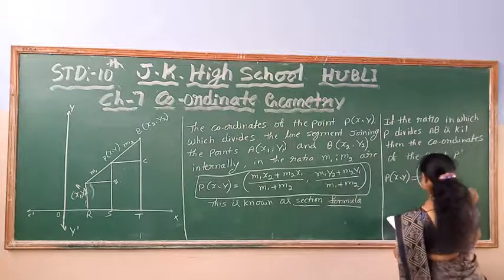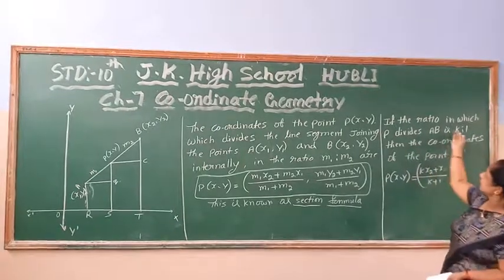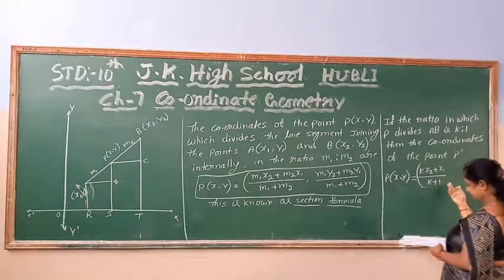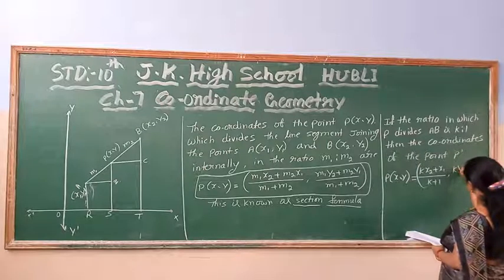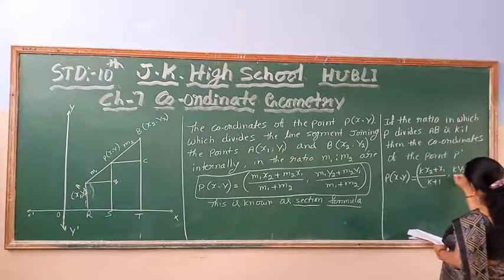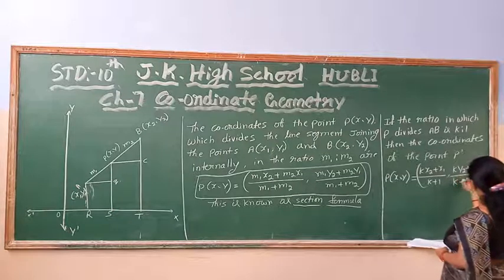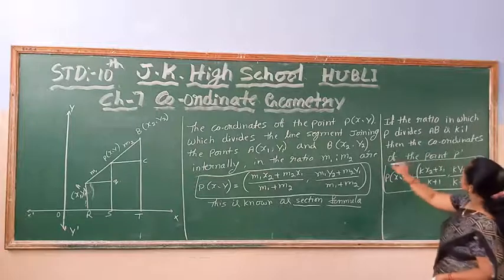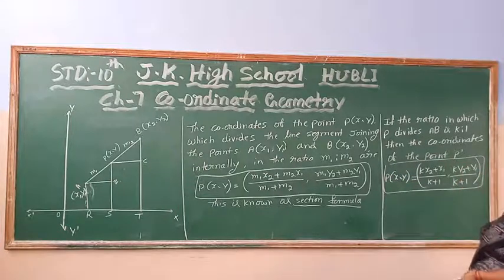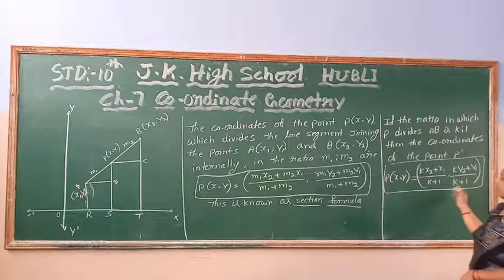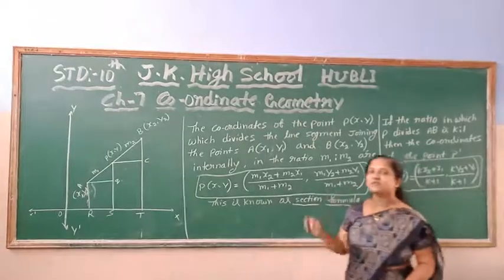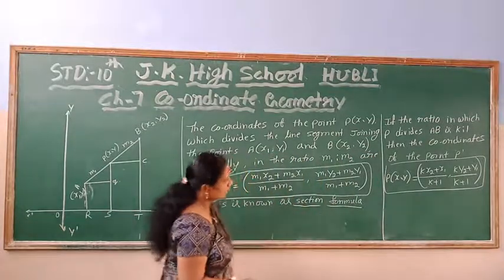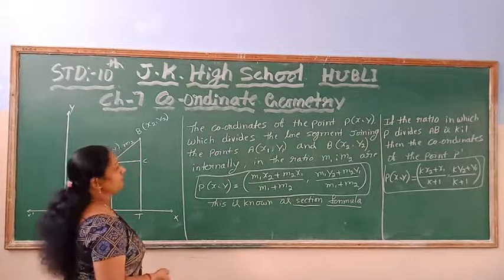The ratio is k is to 1. So in place of m1 you write k, and in place of m2 you write 1. The same formula becomes this way: (k y2 plus y1) divided by (k plus 1). So if the ratio in which P divides AB is k is to 1, then the coordinates of the point P become in this way. This is the formula we can use when it is dividing in the ratio k is to 1, children. Okay, children, write down now.